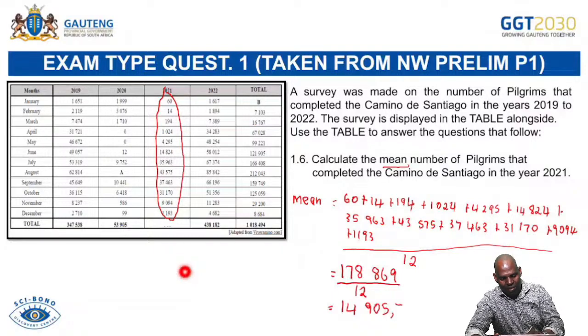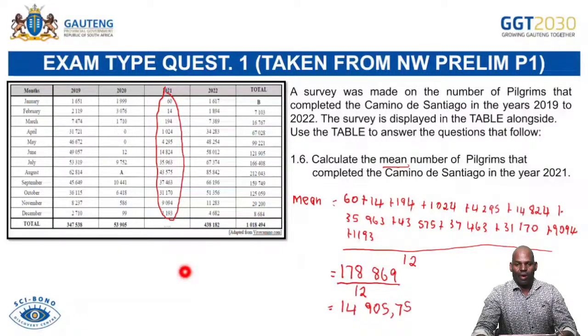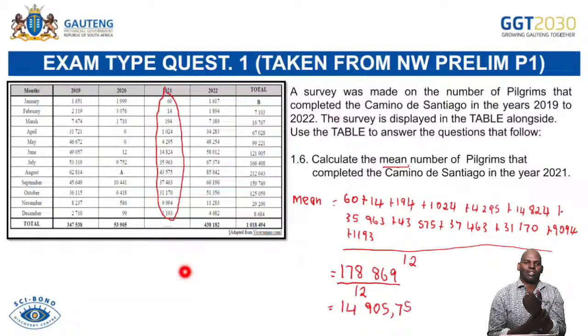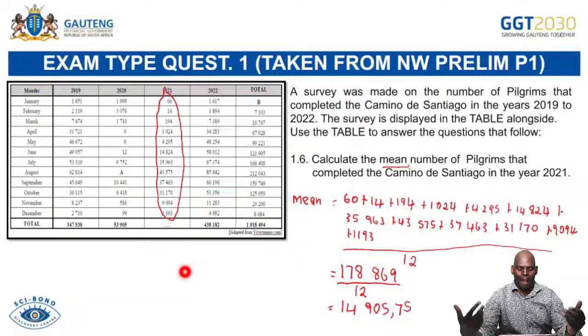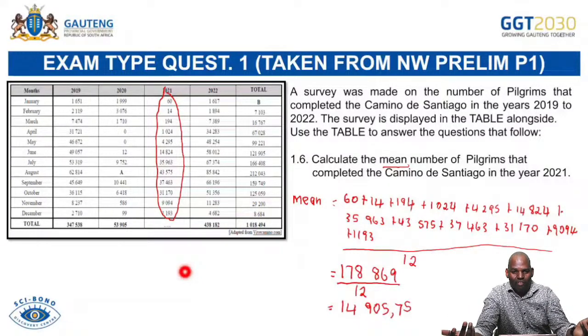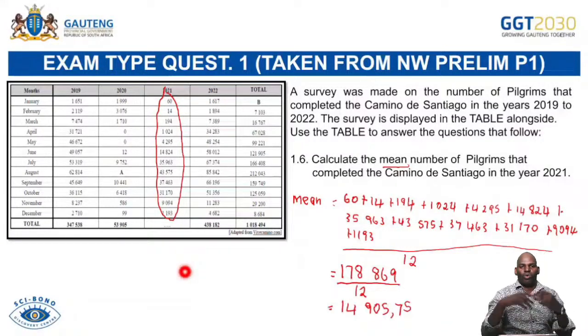14,905 point 75. Now remember, in some cases the examiner will tell you to round off to 1 decimal place or to 2 decimal places. But in some cases the examiner will not give you an instruction on rounding off, because the examiner is testing whether you know your maths lit very well. What did we say about the number of items? When you count, you never get a decimal number. Here it is about the number of pilgrims, so even if it's the mean, in the end it cannot be a decimal number.